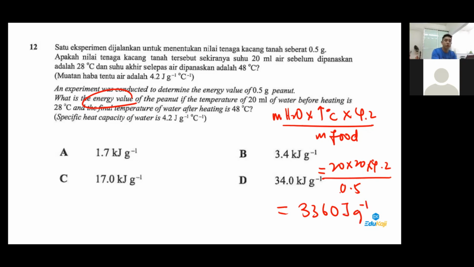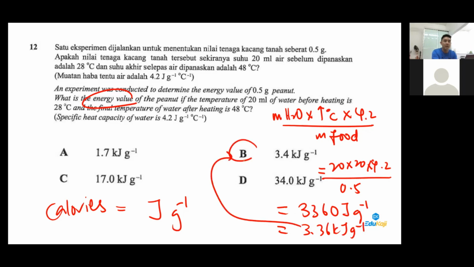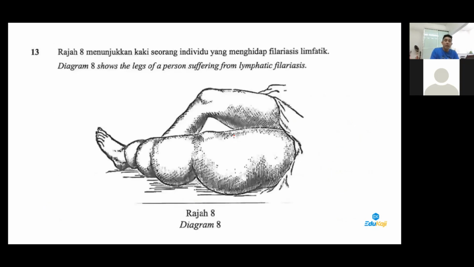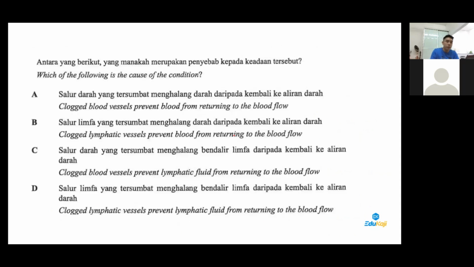And just to revise a bit, joule per gram is calorie. So guys, I further improve this to 3.36 kilojoule per gram, which means the closest answer. If we carry forward, so guys, number 12 answer is B. Okay, number 12, B.